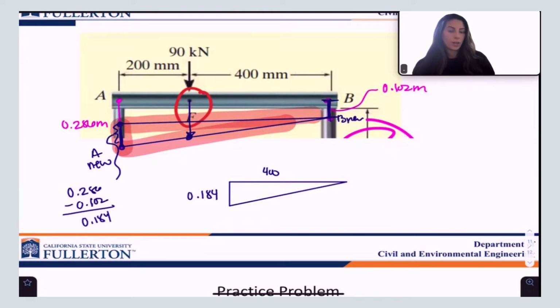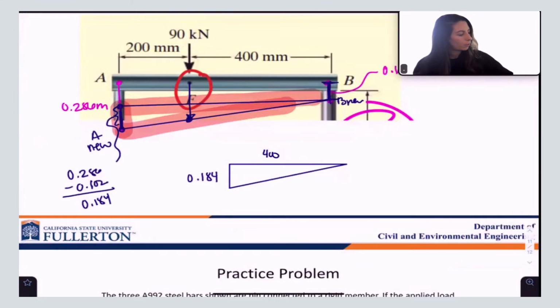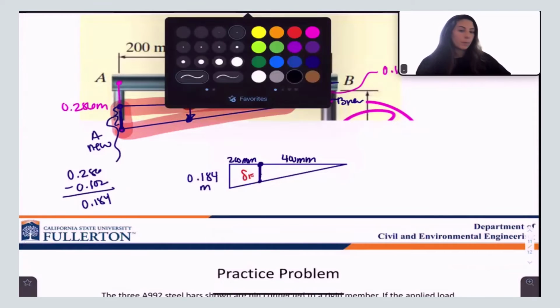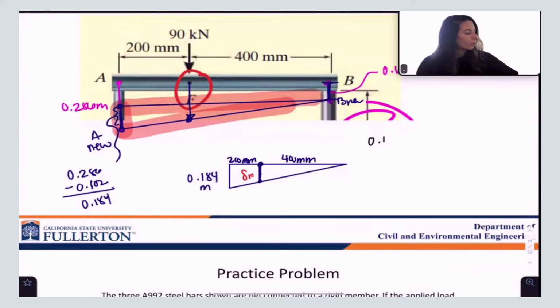I would have the top of 400, right? Sorry, not 400 there. What 400 am I talking about? I'm looking for this length, and this is 400. This is in millimeters. This is 200. And I'm looking for this right here. What am I going to call this? I'm going to call this delta F. Let me set up similar triangles. I can say that 0.184 is to the full length as that small portion, delta F, is to just 400.